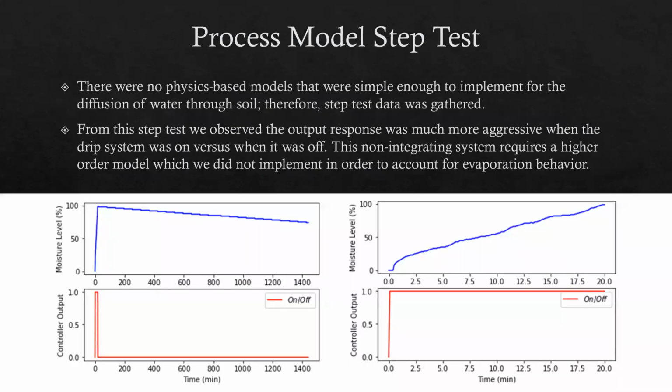Next. So the first step for our process model is to measure the response with our controller at 100% and at 0%, since those are our two options, either on or off. And since we didn't have a physics-based model that was simple enough to use, modeling the travel of moisture through the soil, we use a step test and measure the moisture level over time. And we found out that the model that we currently have needs to be a higher order and is non-integrating because of the evaporation effects.